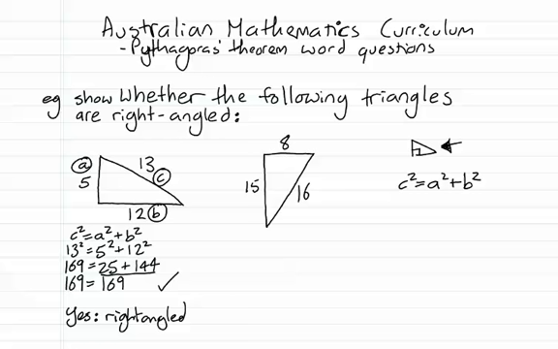Write our formula, c squared equals a squared plus b squared. Label the triangle. The longest side is always C. A and B are the 2 shorter sides. Substitute the values in. 16 squared equals 8 squared plus 15 squared.